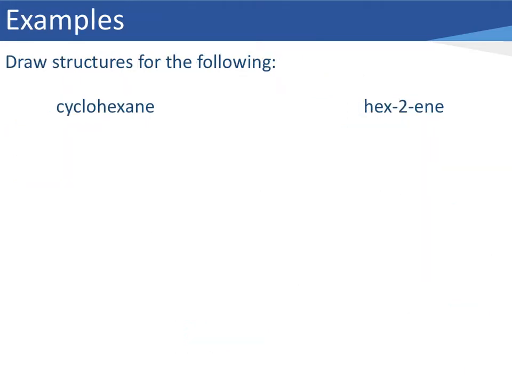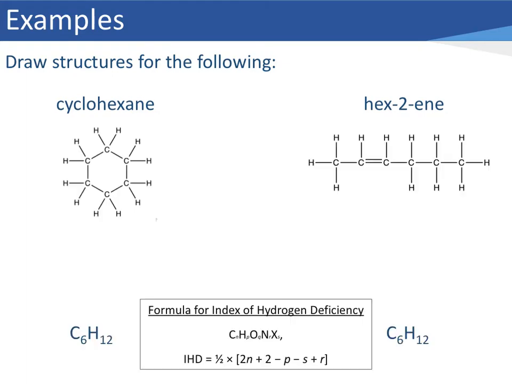So let's do a couple examples. Let's do cyclohexane and hex-2-ene. Draw those structures. Pause the video, draw the structures, a little bit of practice. And here are the structures. Cyclo means ring structure. Hexane, ane means they're all single bonds.